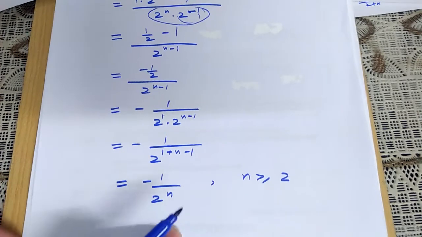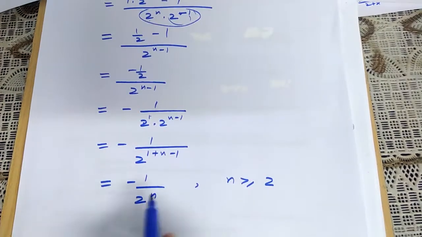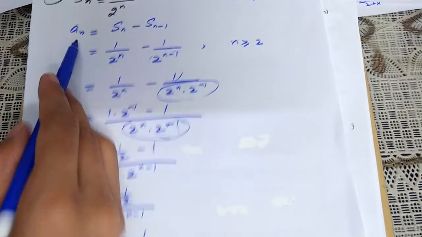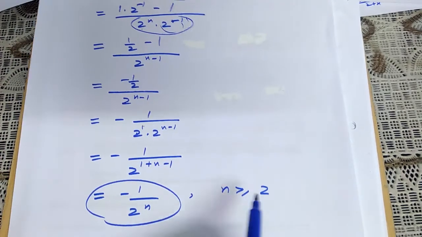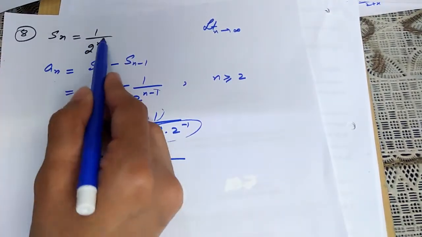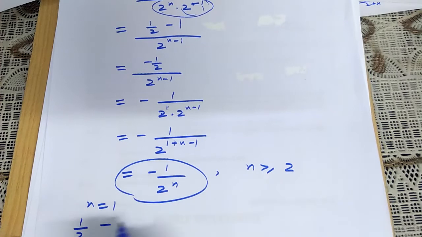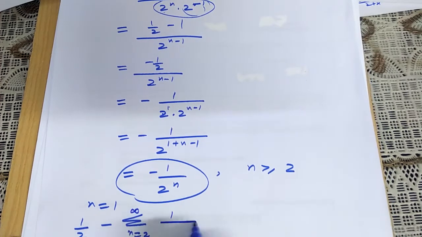Now your required series will be, now you need to write down your required series. Here you have written this an term for n greater than or equal to 2. If you have n equal to 1, then your S1 will be equal to 1 over 2. So your required series is 1 over 2 minus the sum of series from n equals 2 to infinity of 1 over 2 raised to power n.